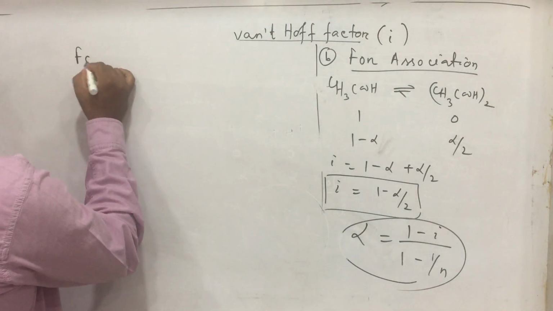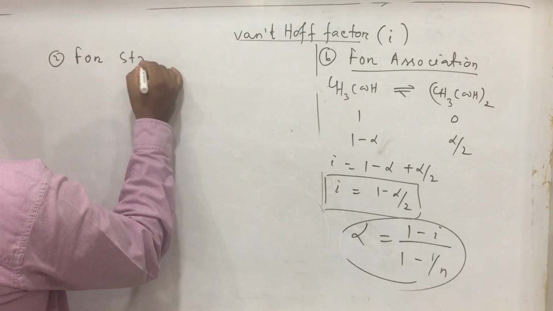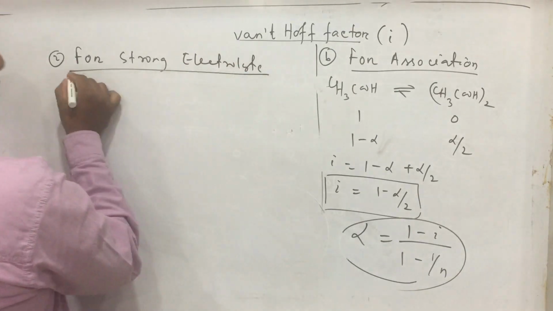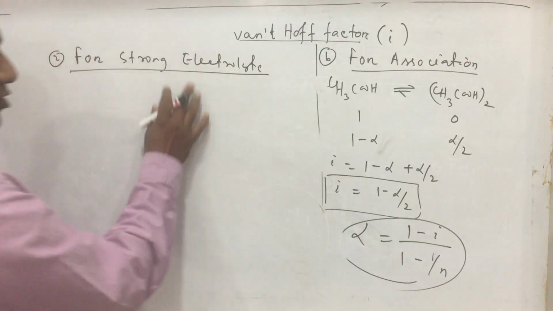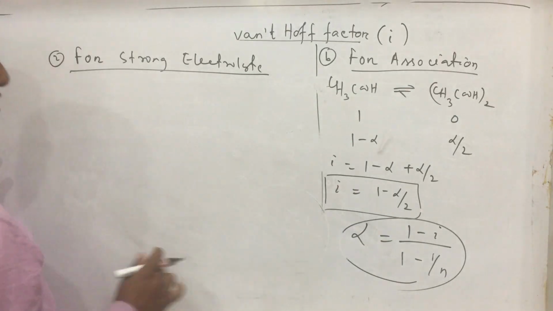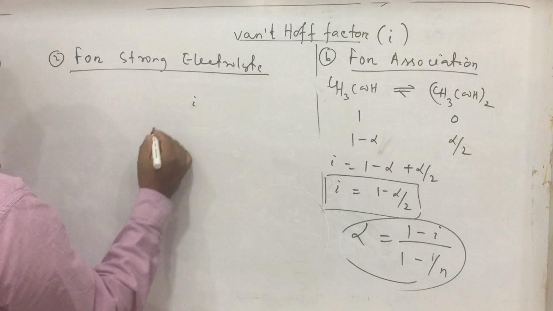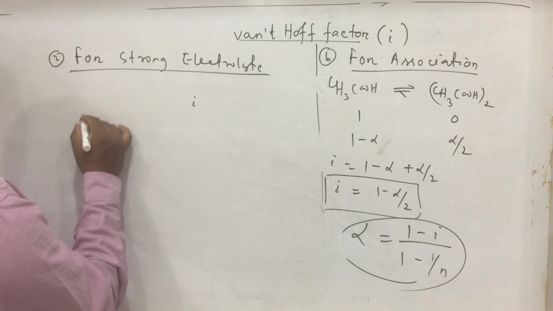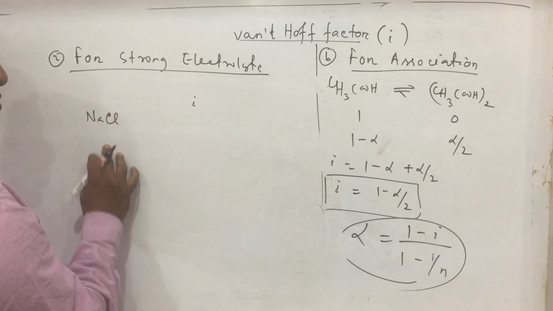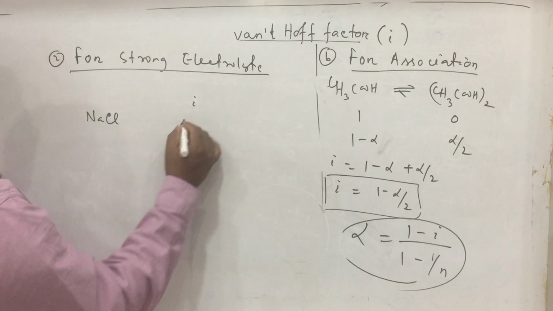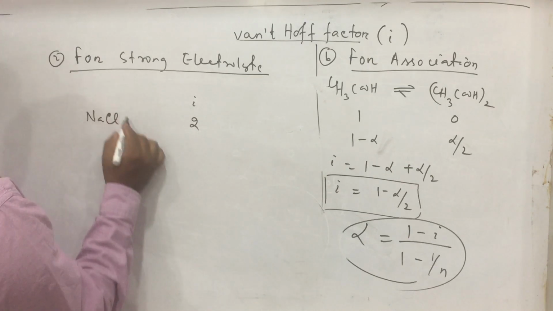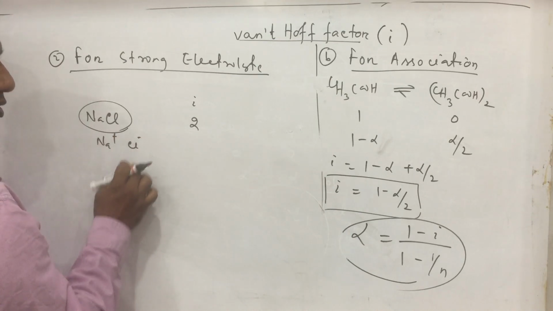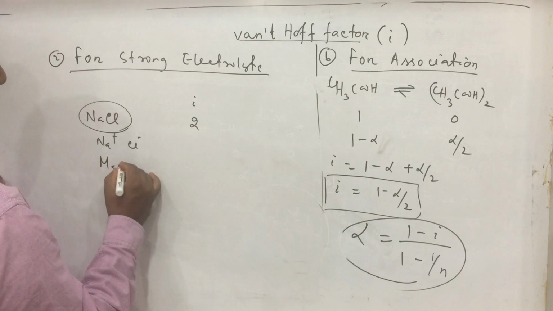For a strong electrolyte, how can you calculate i? When the strong electrolyte undergoes complete dissociation, i equals the total number of ions in a single formula unit. Suppose sodium chloride, an electrolyte. When it undergoes complete dissociation, its i equals 2. Total number means if you break NaCl, it gives 1 Na plus and 1 Cl minus. So total how many ions? 2. So i equals 2.